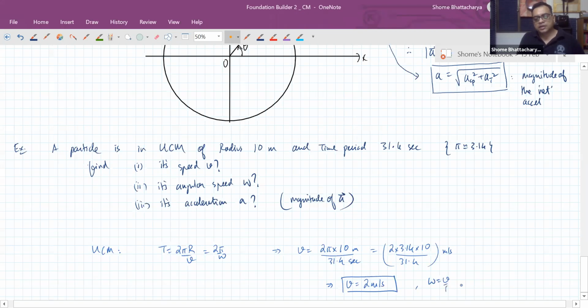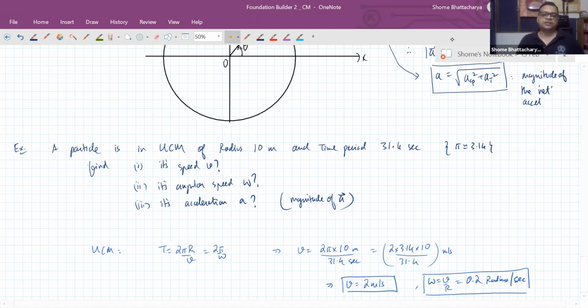and therefore the angular speed, which is v by r, is 0.2 radians per second, or 1 by 5 radians per second. Yes, very good. That's correct.